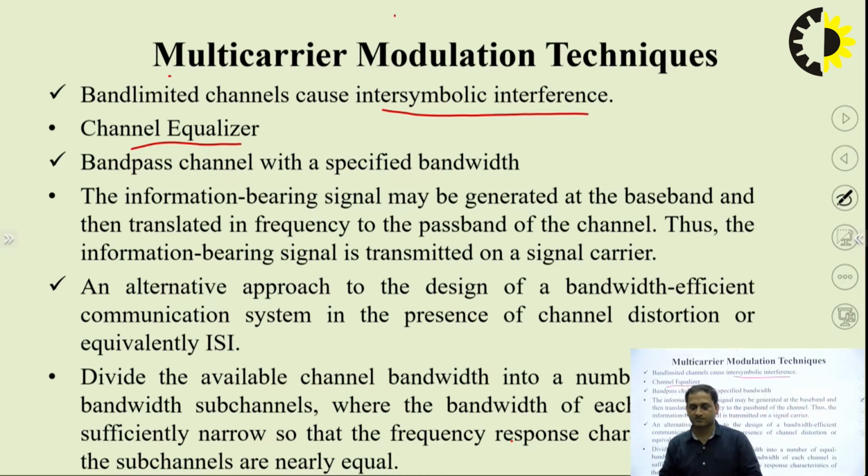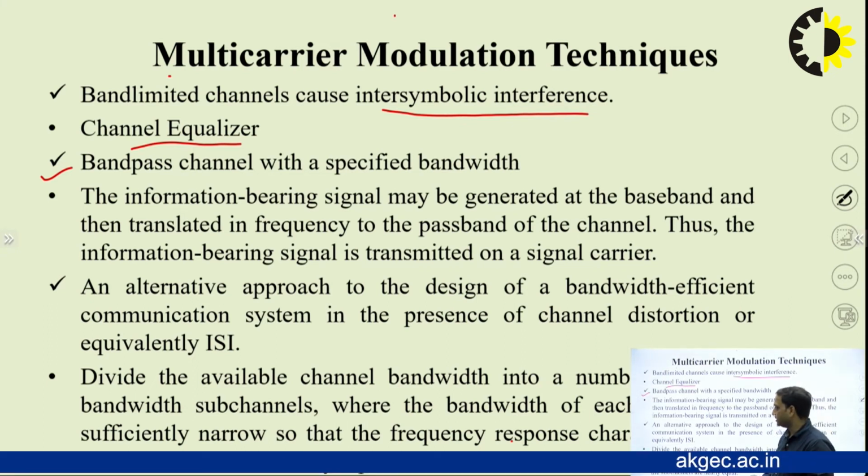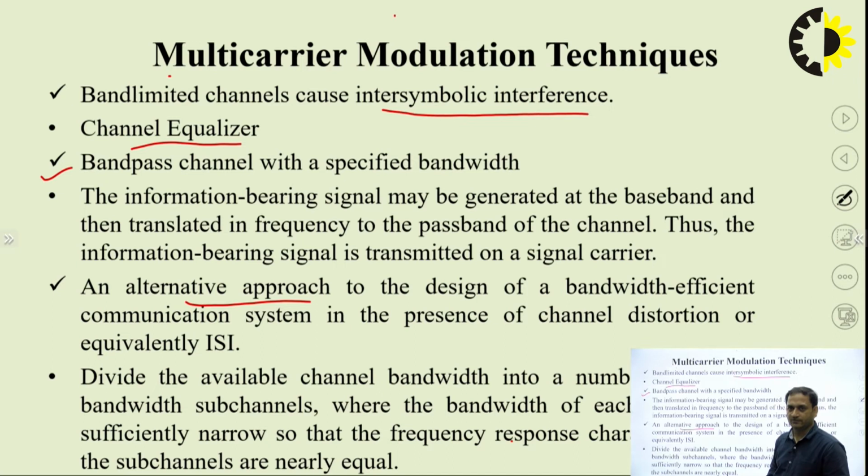So this information signal is then transmitted through the channel and can be received at the receiver. This is the second way of transmitting and receiving the signal: the first is the band-limited channel, the second option is when we have the band-pass channel, and the third one is an alternate approach, to reduce its bandwidth and design the system in such a way that a bandwidth-efficient communication system can be obtained in the presence of channel distortions, which is equal to the ISI.